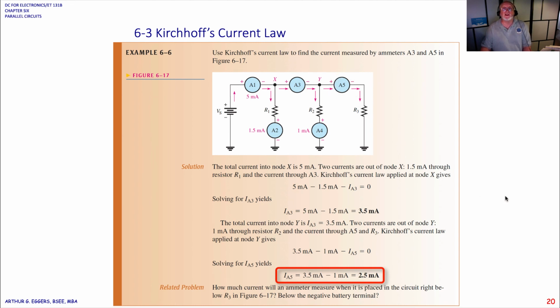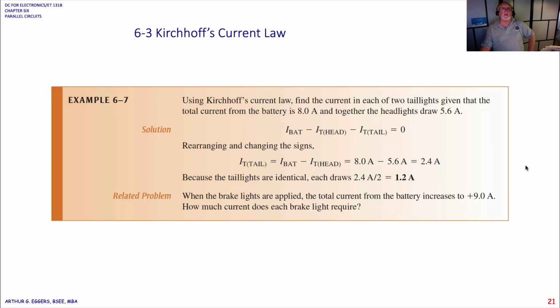Okay, so just strictly using Kirchhoff's current law to solve for the unknown, knowing that we have other currents in the circuit and in a branch.